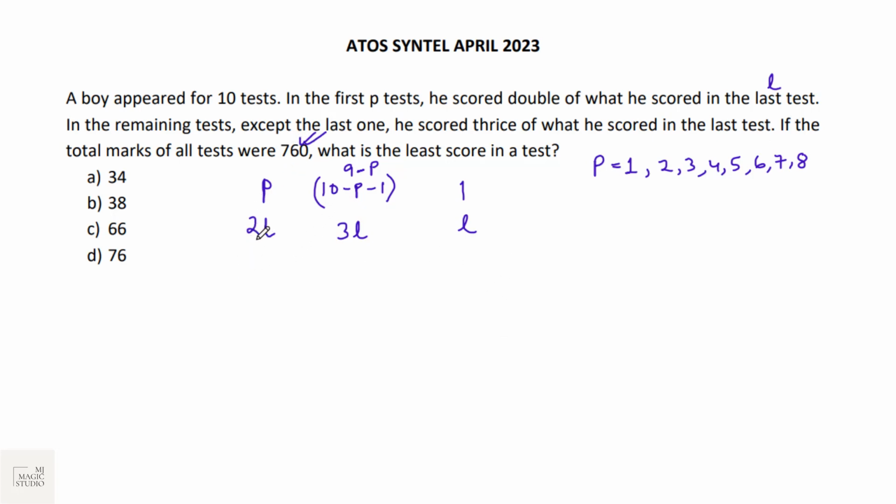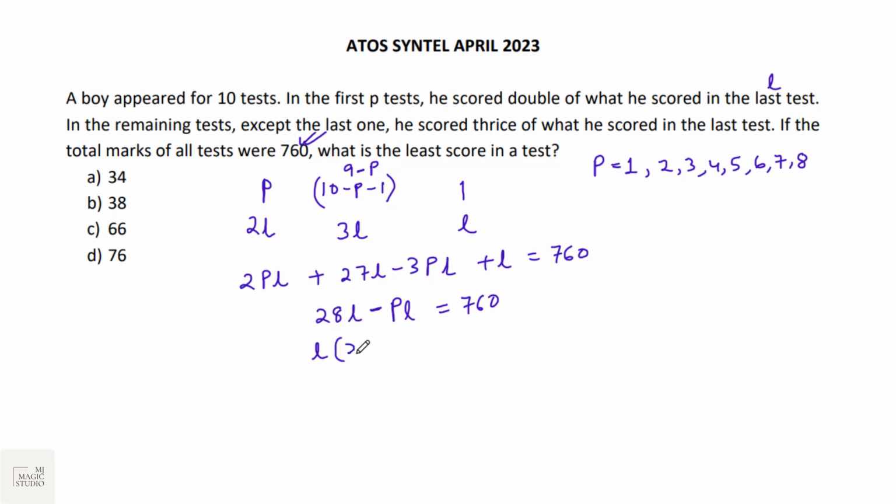Fine. Now the total is 760. So we can have this equation P into 2L, that is 2PL, score in P papers, plus 9 minus P into 3L would be 27L minus 3PL, and this is plus L. This equals to 760. So what we have, 28L minus PL equals 760. L into 28 minus P is 760.